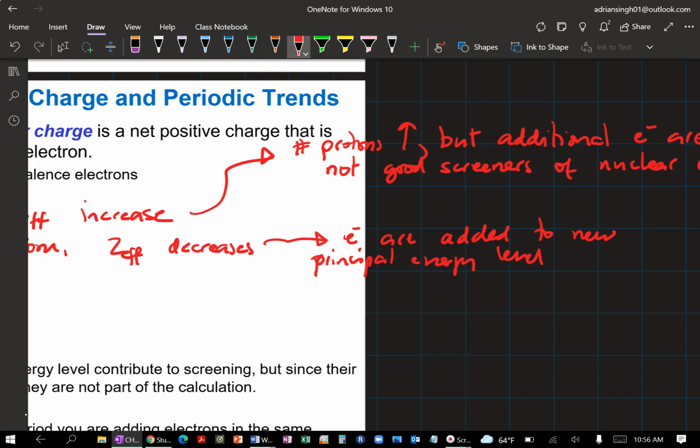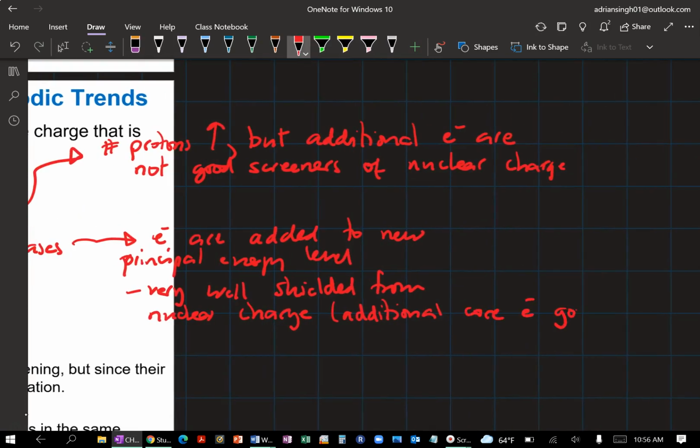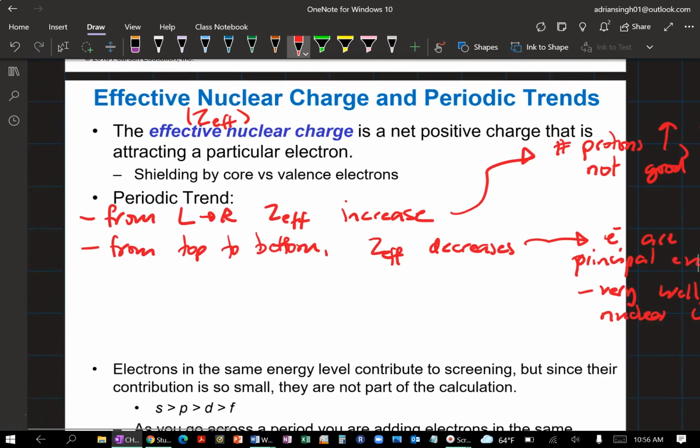and that means they're going to be very well shielded by those inner core electrons. So they're shielded from the nuclear charge because those additional core electrons are really good screeners. So those outermost electrons now experience a weaker pull. The effective nuclear charge they experience is a lot less than elements that are higher up. So those are important reasons to note about the effective nuclear charge, because we can use that to explain lots of the trends in the table.